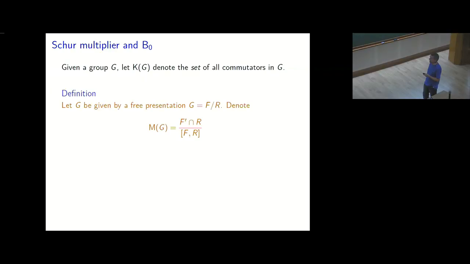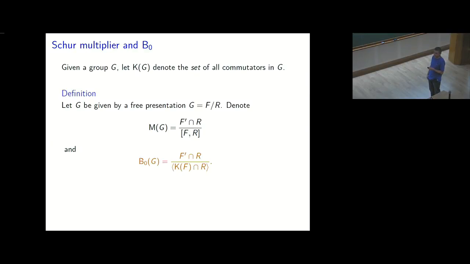So suppose that you have a free group, a group given by free presentation, and define M of G to be this quotient here, okay? And you similarly define something which is called B naught of G. B naught of G is similar to M of G, it's just the denominator is slightly different. So you take all the commutators in the free group which fall into R, which means that they are basically relators of your group, right?